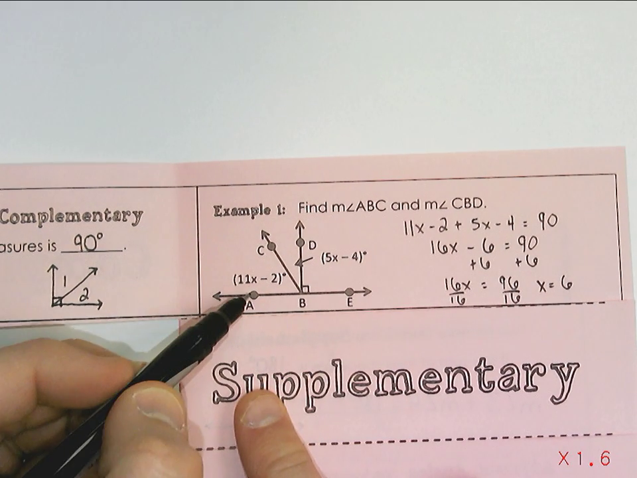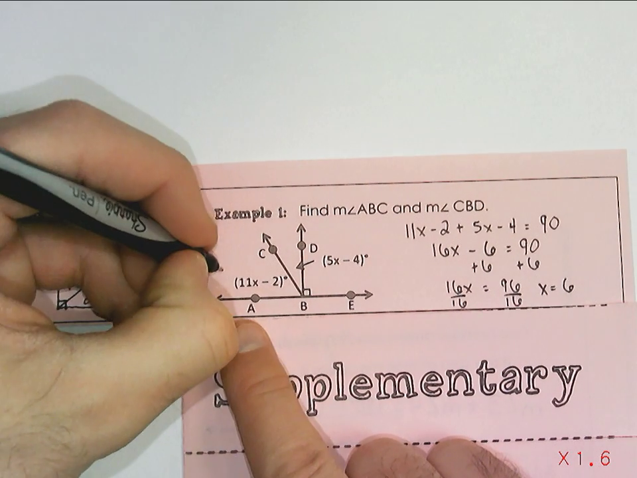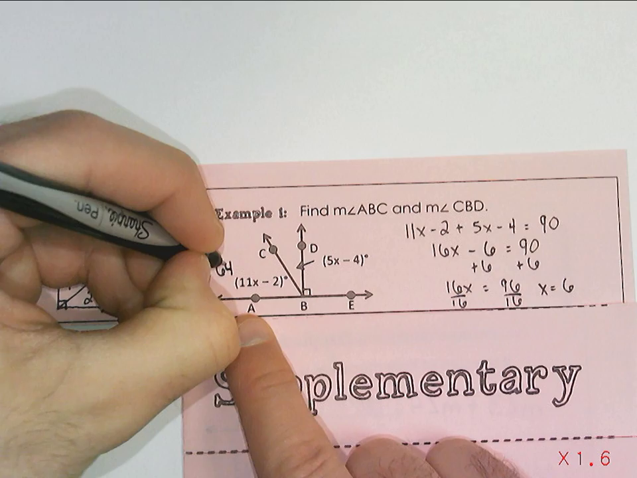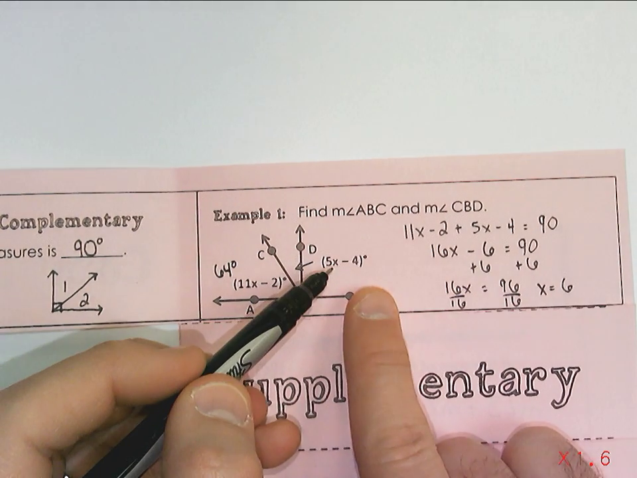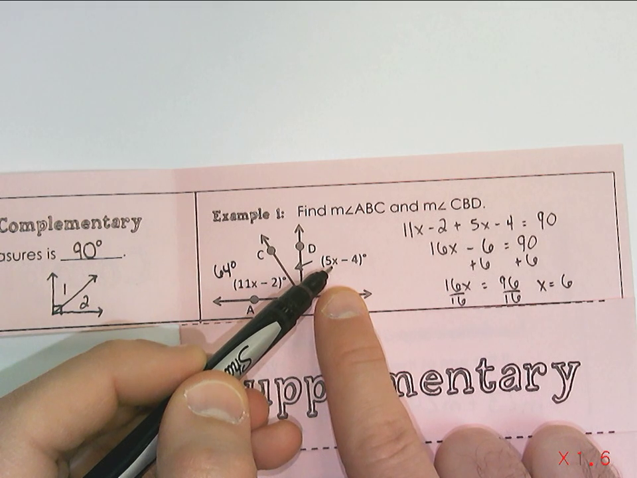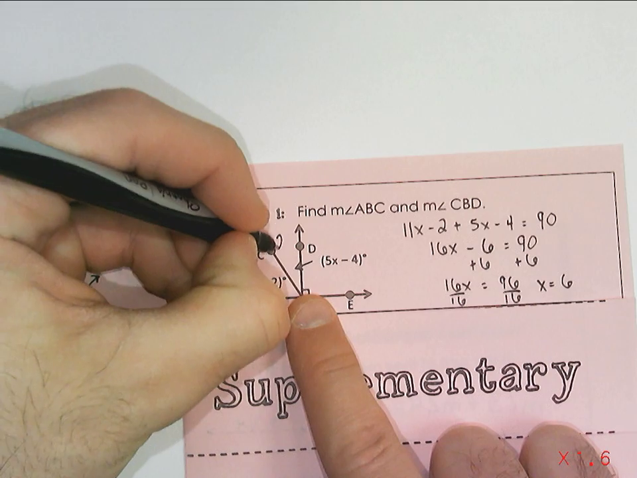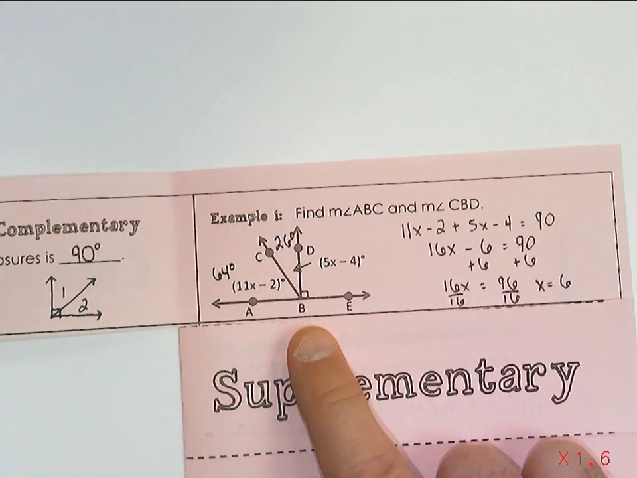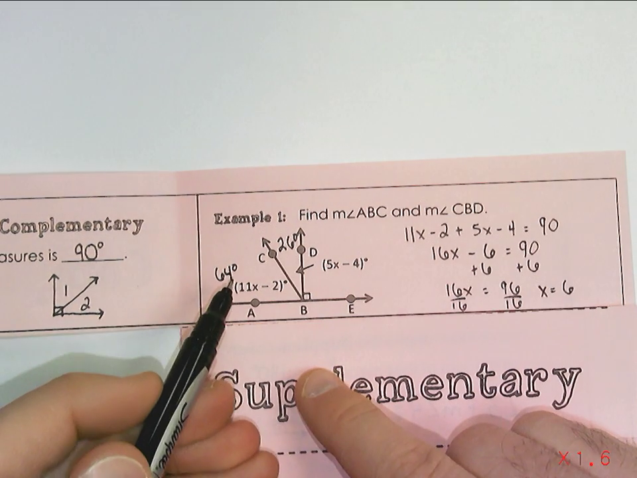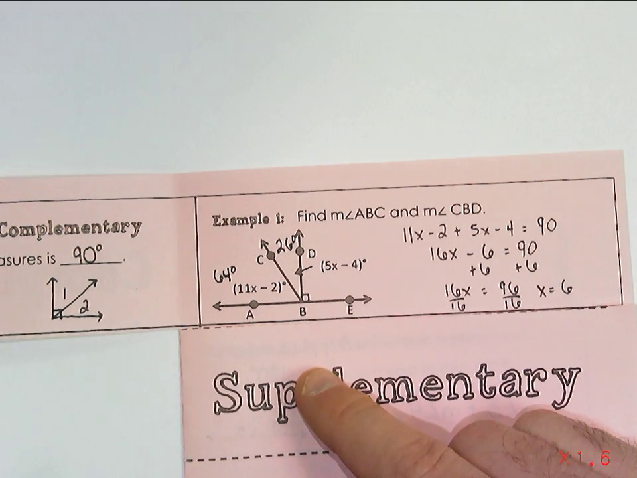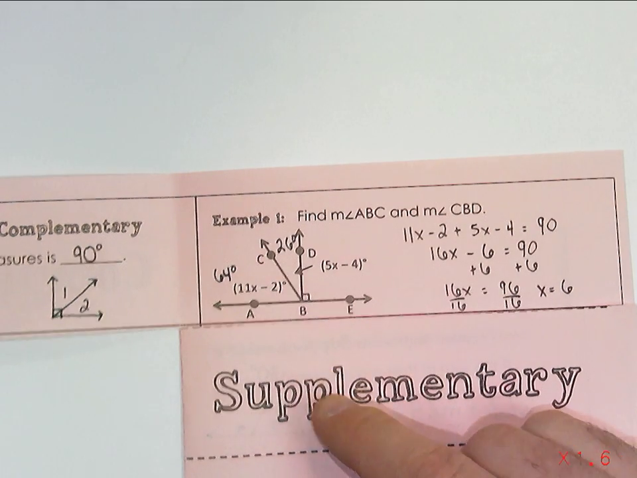So 11 times 6 is 66, minus 2 is 64. So this angle is 64 degrees. And if I do that again here, 5 times 6 is 30, minus 4 is 26. So that angle is 26 degrees. And a perfect way to check this is to say, oh, 64 plus 26, that should give me 90. Well, 60 plus 20 is 80. 4 plus 6 is 10.